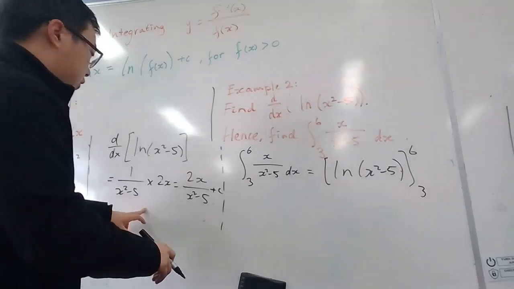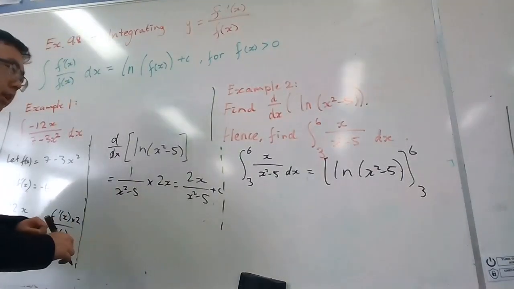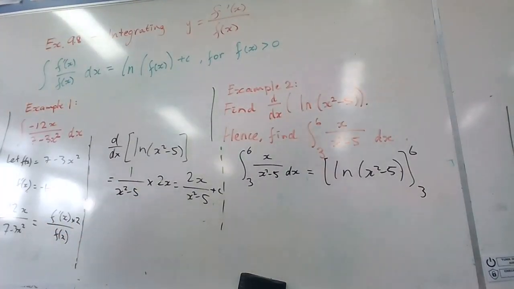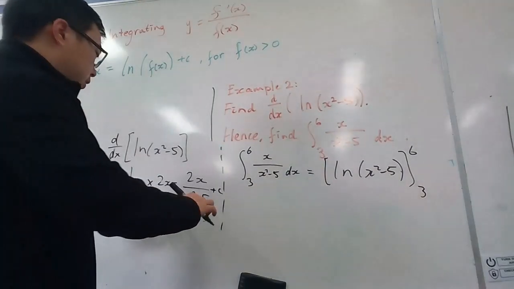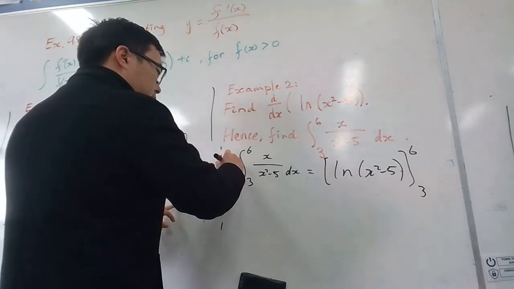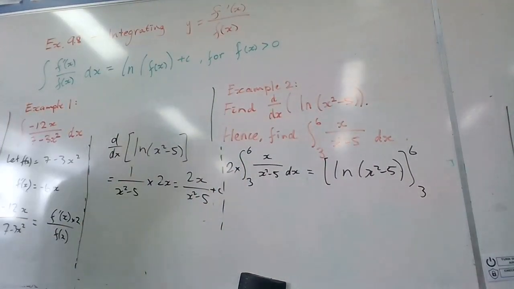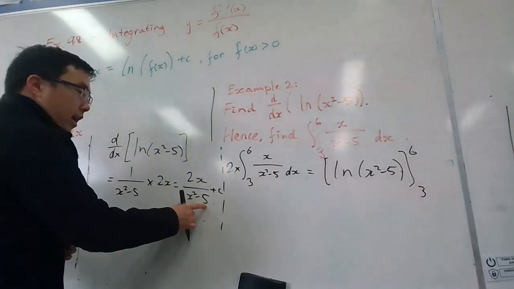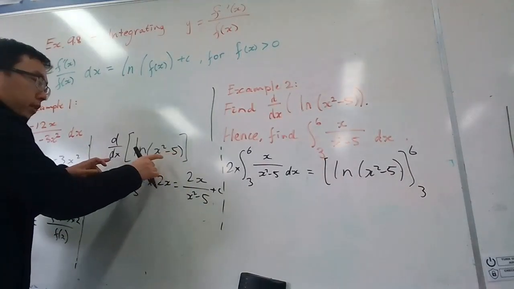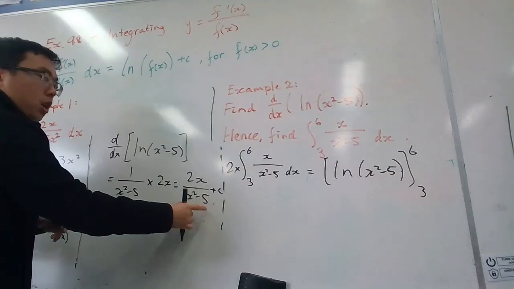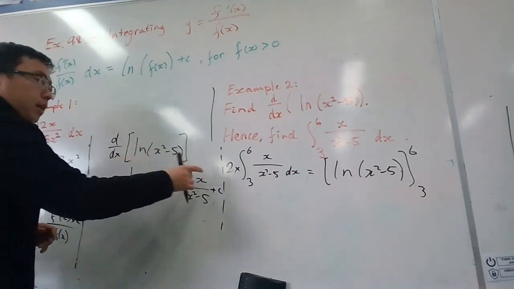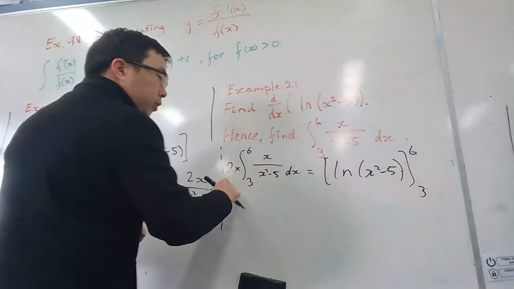So, I think I'm missing a 2, aren't I? I am missing a 2, aren't I? Thank you. Because this is 2x over x squared minus 5, which means that when I anti-derive this, because I'm saying the derivative of this is that, when I'm going backwards, I put this back in there, but that should give me half or double this one.